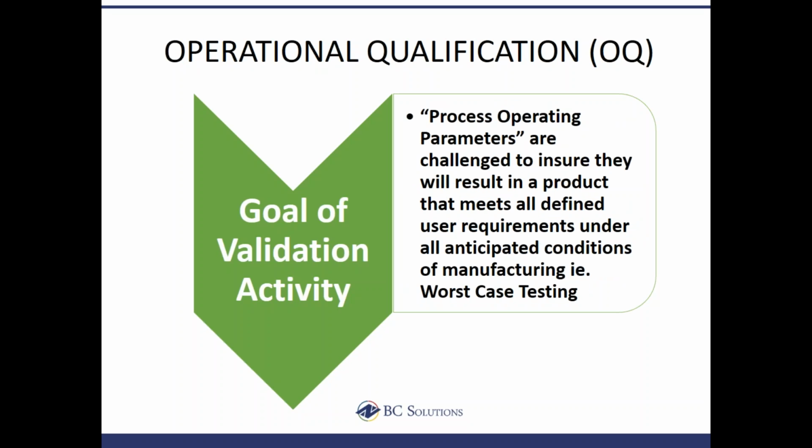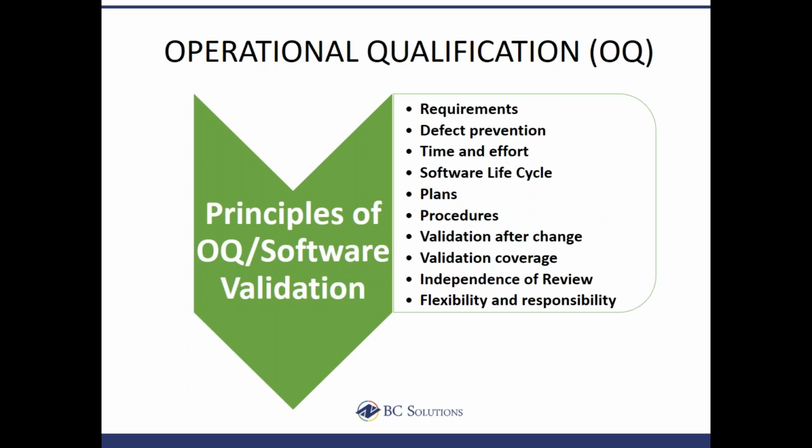Okay, the next validation activity is OQ. If you'll see the color turn to green. We tried to make this color-coded. The goal of this activity is that the process operating parameters are challenged to ensure they will result in a product that meets all defined user requirements under all anticipated conditions of manufacturing, and it's also referred to as worst-case scenario testing. The principles of OQ validation, software validation, here's just a few.